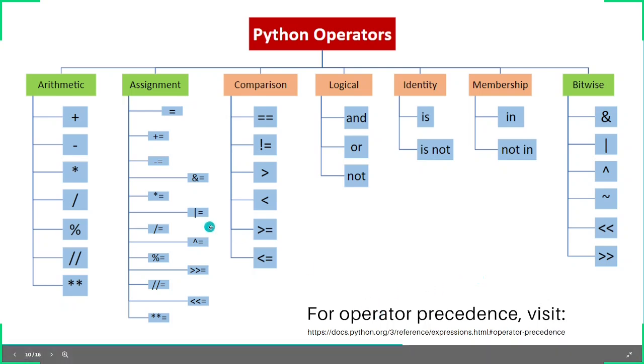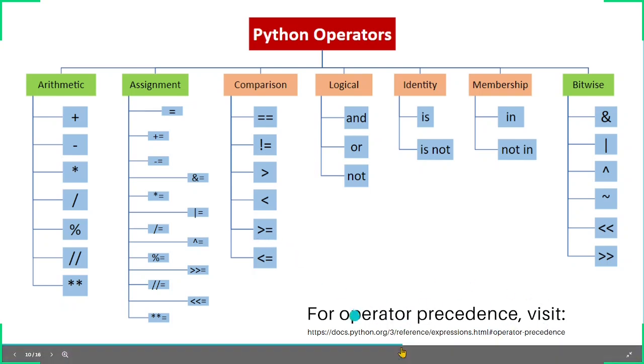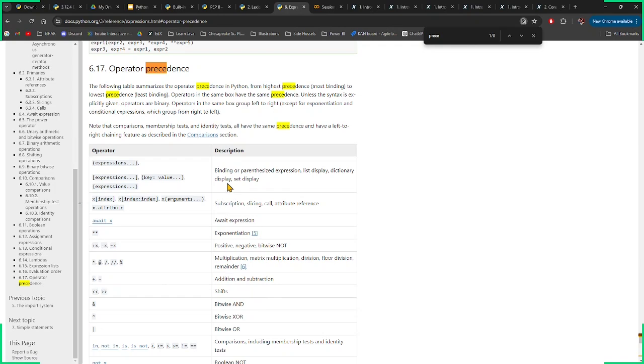So each operator can be combined with each other in making an expression or a statement. But when you do that, you have to take care of the order of precedence. And this link here gives you that. So this is the order of precedence that is also part of the documentation that was in the link that I sent you. So look at this table.